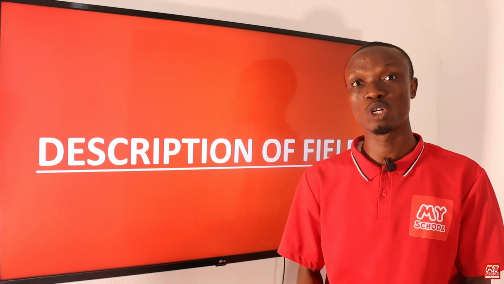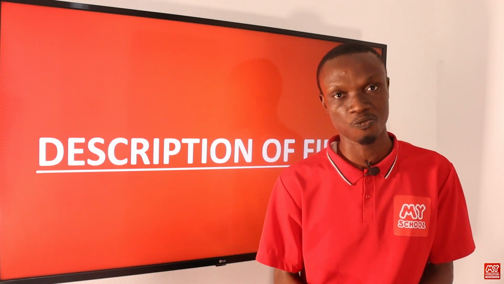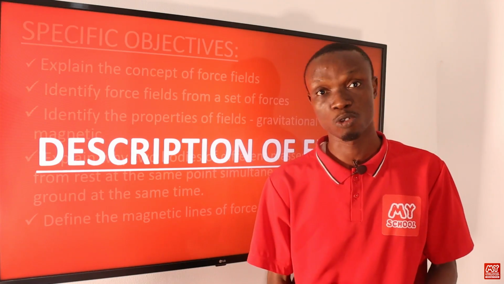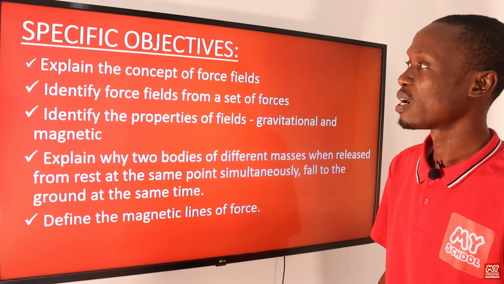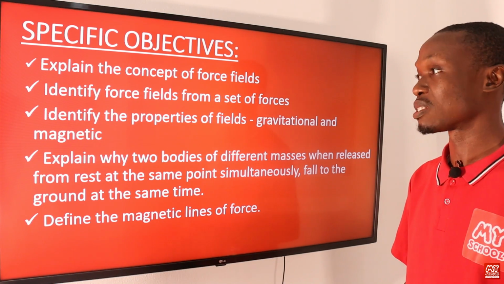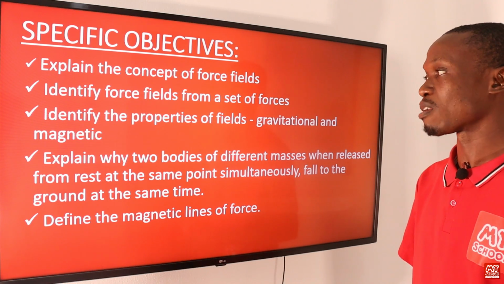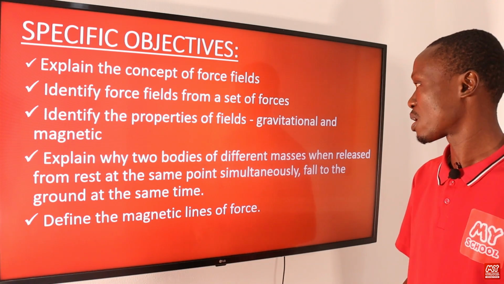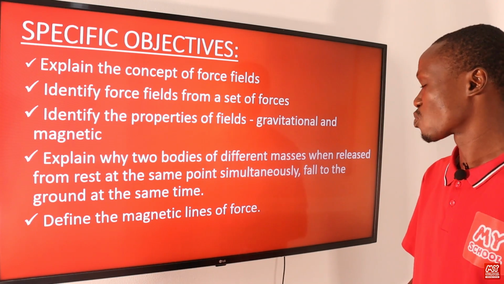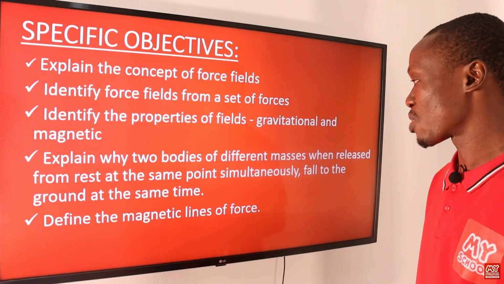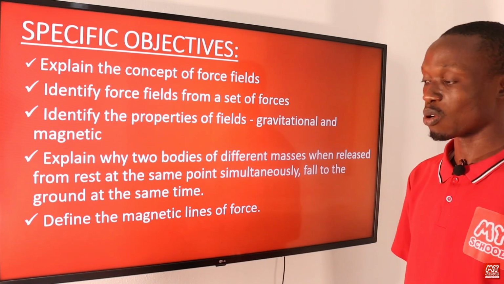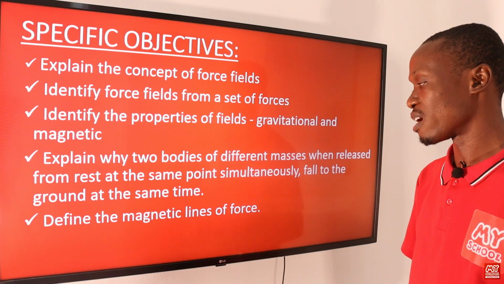Like I said earlier, we shall be learning about the description of field. But before we begin with our lesson, let's quickly run through the objectives for today's video lesson. Objective number 1, explain the concept of force fields. 2, identify force fields from a set of forces. 3, identify the properties of fields, gravitational and magnetic. 4, explain why two bodies of different masses, when released from rest at the same point simultaneously, fall to the ground at the same time. Then the last but not the least, define the magnetic lines of force.